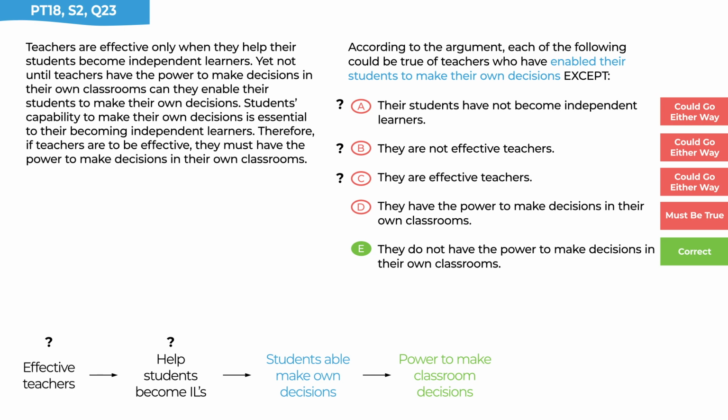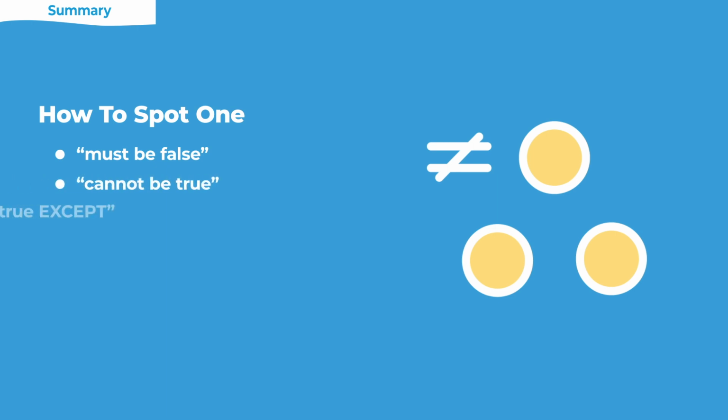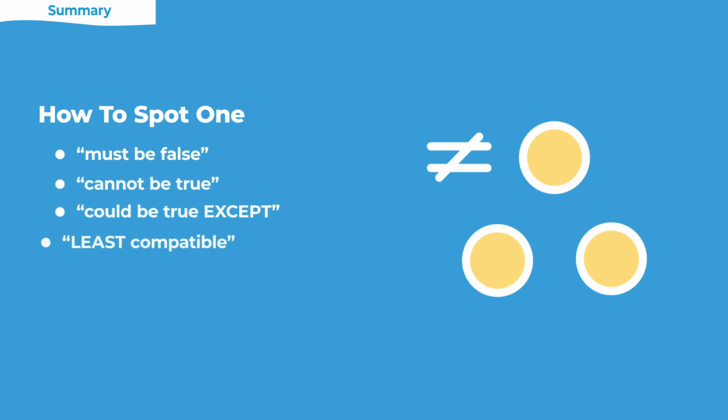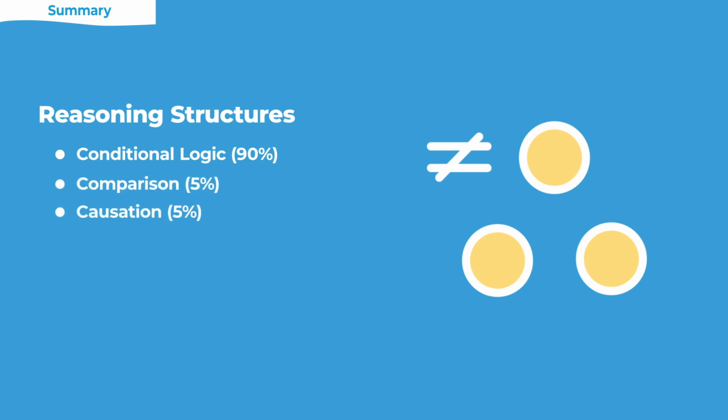D was something that must be true. That actually was the available inference. A, B, and C were just toss-ups. They could go either way. We have no idea. All right, so once again, how do we spot must be false questions? It might say must be false, might say cannot be true, could be true except, least compatible, or violates a principle. The most common reasoning structure by far will be conditional logic. Most correct answers will either contradict a conditional rule, or they'll contradict some available inference that we could have made by combining ideas.